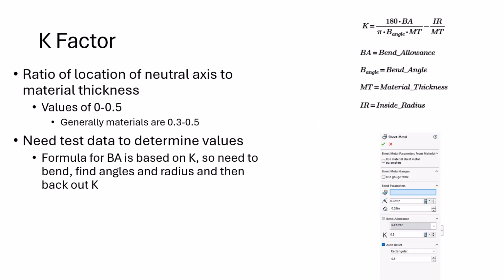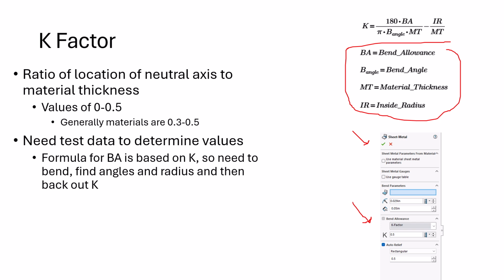K factor, it's an important thing to mention. It's the ratio of the location of the neutral axis to material thickness. So this is used in a lot of designs. We see this down here. This is from SolidWorks, sheet metal design. You put a K factor in right there, and then SolidWorks will help you figure out the rest of these values up here of bend allowance, bend angle, material thickness, or you'll be putting any material thickness for the CAD modeling, but inside radius, so that it'll help you bend properly and do all the math out there for that.